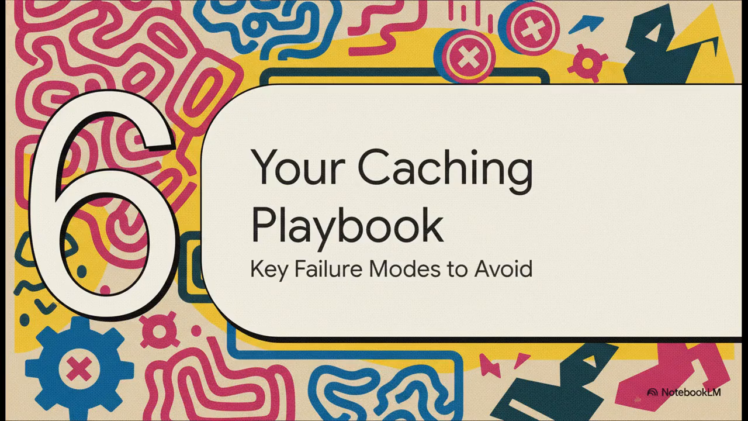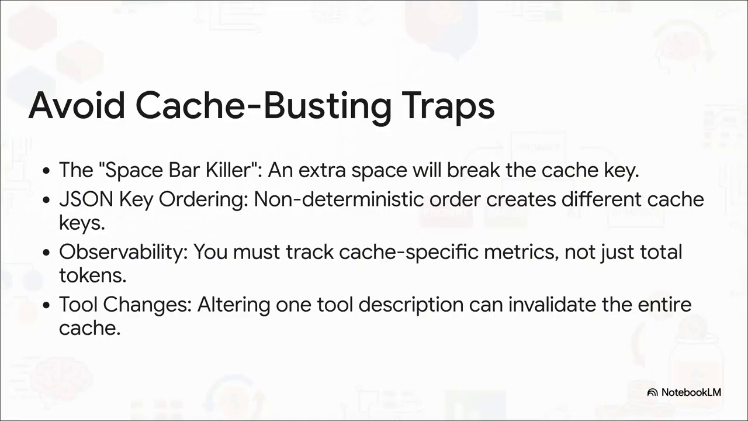All right, you're probably ready to go implement this, so let's wrap up with a quick playbook, focusing on the subtle traps you absolutely positively need to avoid. You gotta understand, the cache key requires an exact bit-for-bit match. This leads to what I call cache-busting traps. An extra space at the end of a prompt, the space bar killer, will break it.